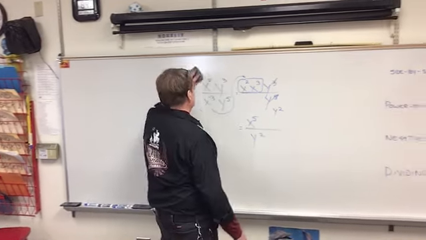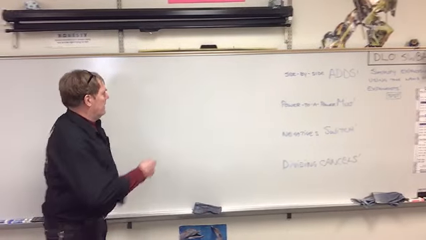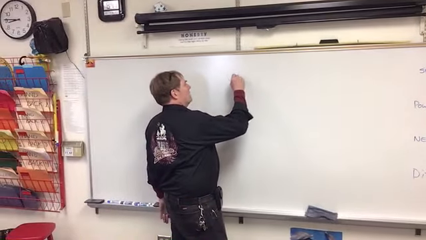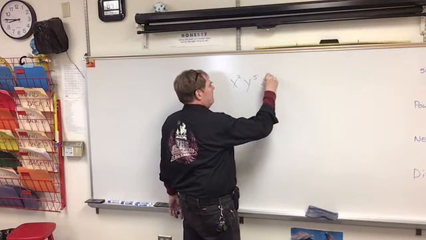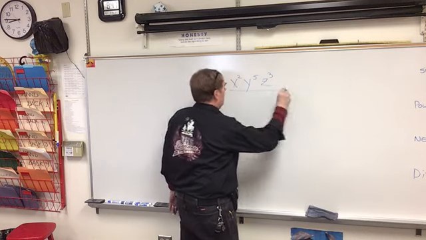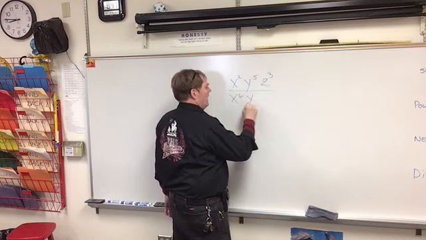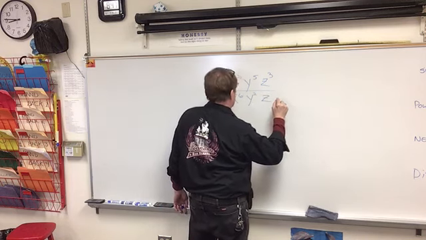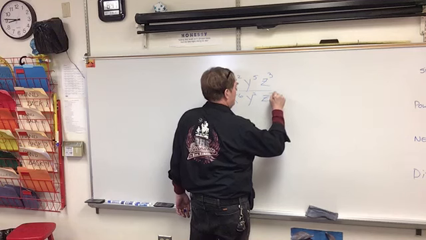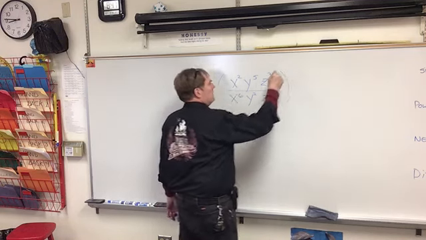Now, top of the line. Here we go. This is as hard as it gets. All right, see if I can make up a really good one. X squared, y to the 5, z to the negative 3 over x to the negative 6, y squared, z to the negative 2, all raised to the second power.